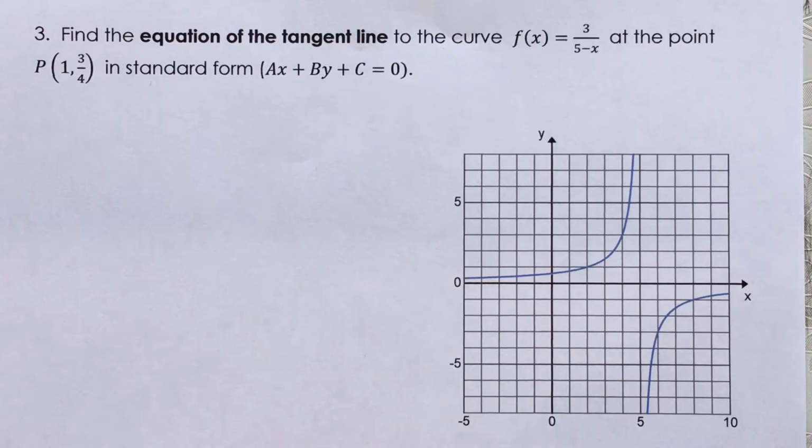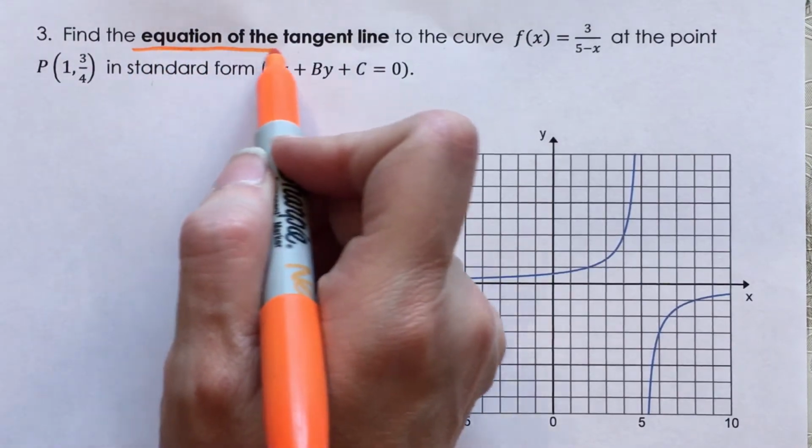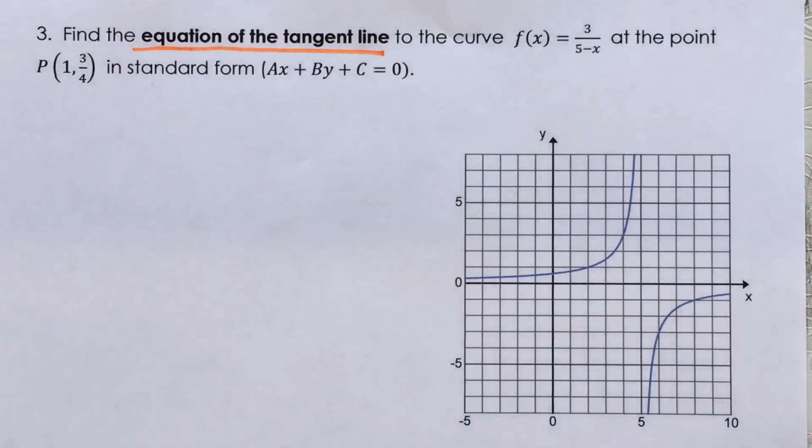So it says find the equation of the tangent line. So again, we add steps on here. Not only do we have to find the slope of the tangent, when they ask you to find the equation of the tangent line, once you have the slope found, you need to then go ahead and find the equation of the tangent line.